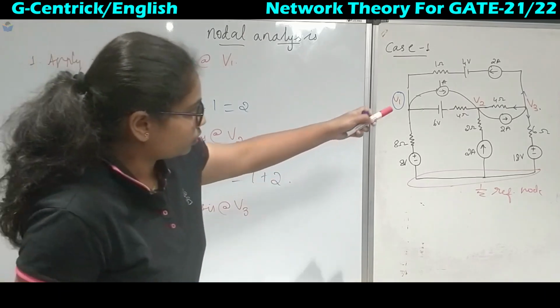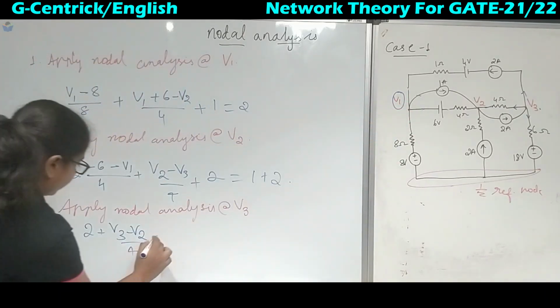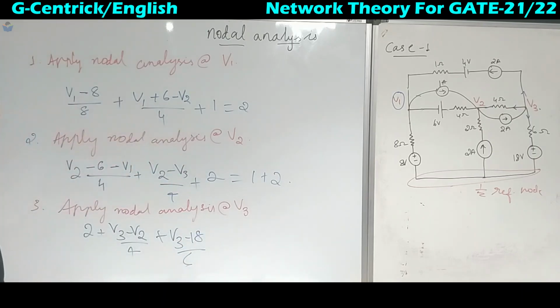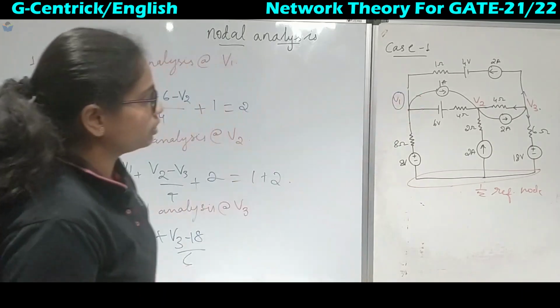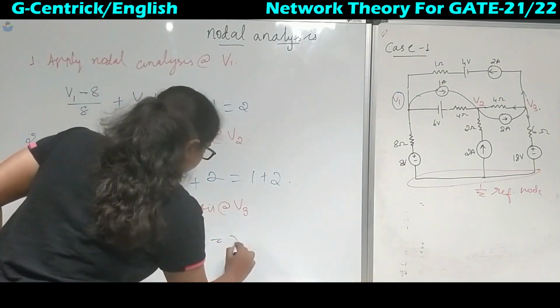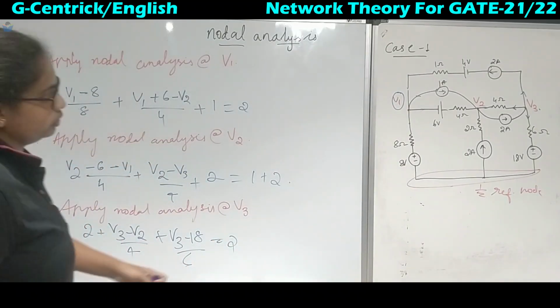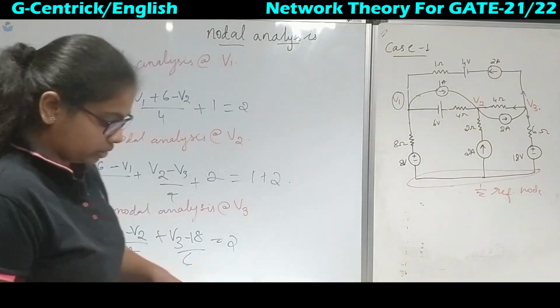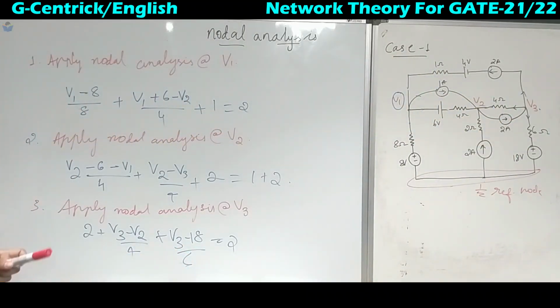then the outgoing (V3 minus 18) upon 6. Then incoming is 2 ohms. So 1, 2, 3, 4. How many branches? 1, 2, 3 and 4 branches. So this is case 1.